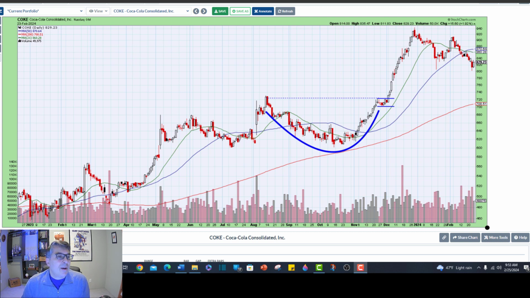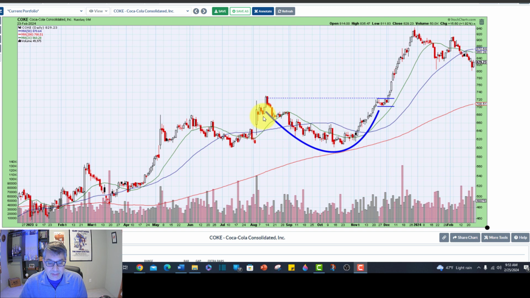But what makes a cup with handle anyway? Is it just magic? No, it's human psychology. So here we have one of the oldest, most venerable stocks, COKE, Coca-Cola. And we have a prior uptrend, and then at some point the uptrend becomes exhausted. Maybe there's a change in general market conditions.